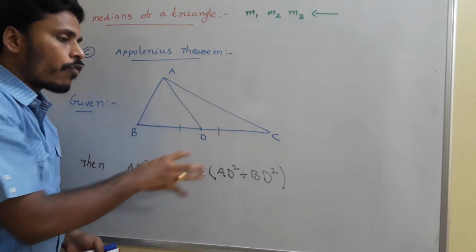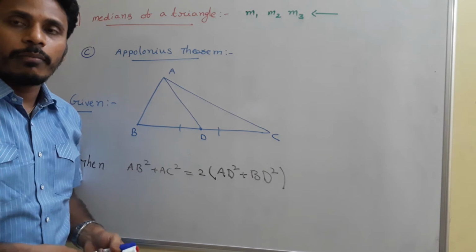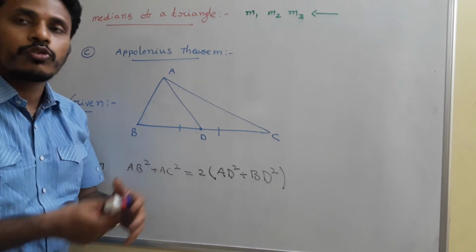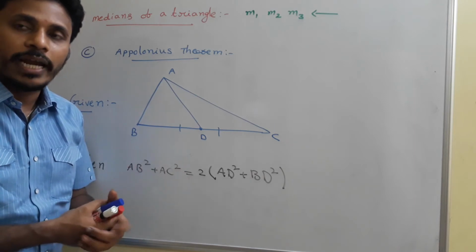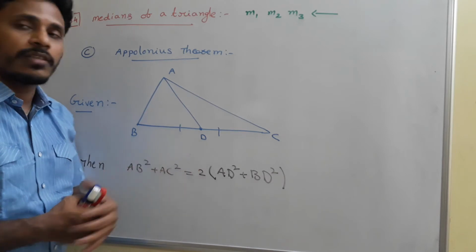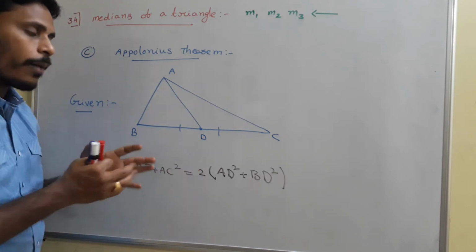Okay, the proof of Apollonius theorem depends on the Pythagoras theorem. So we are all very familiar with the Pythagoras theorem. What is it? Hypotenuse square is equal to the sum of the squares of the other two sides in a right angle triangle. Based on that, we will generate this Apollonius theorem. And what is Apollonius theorem?